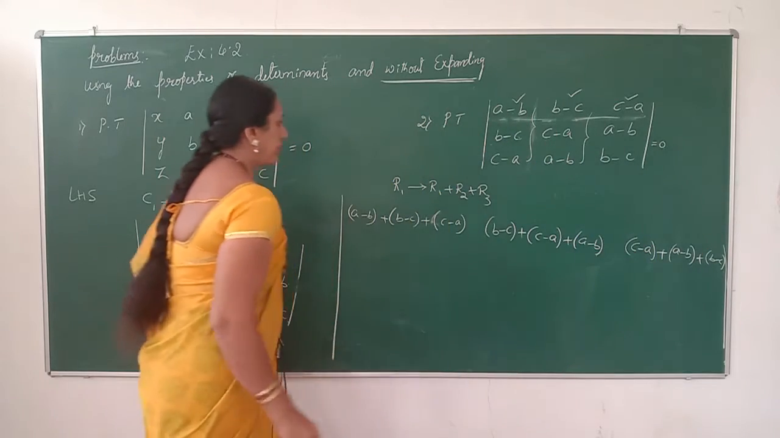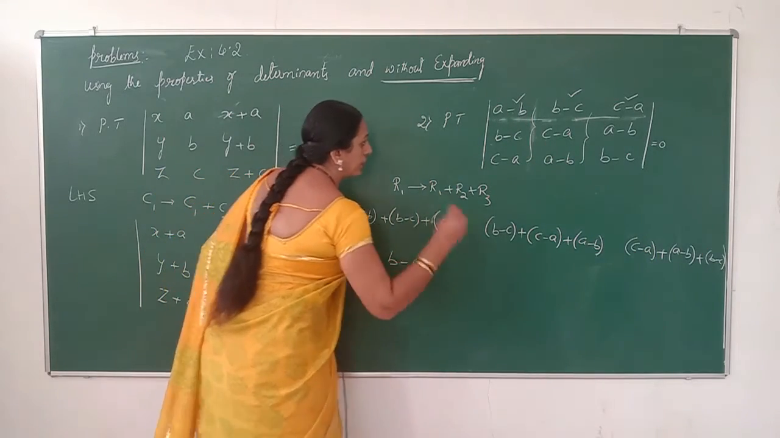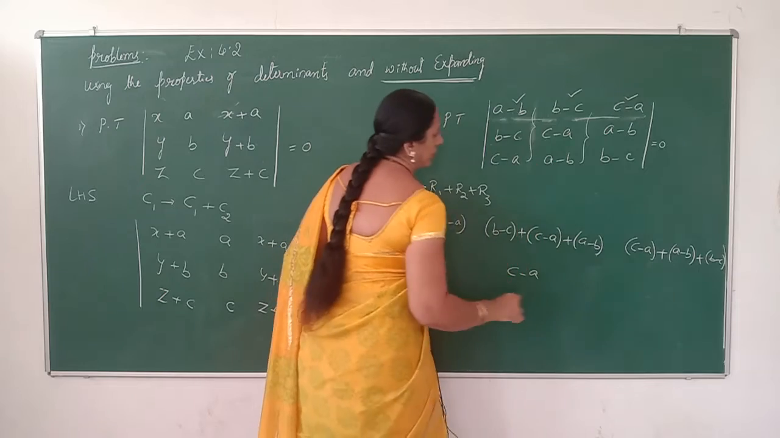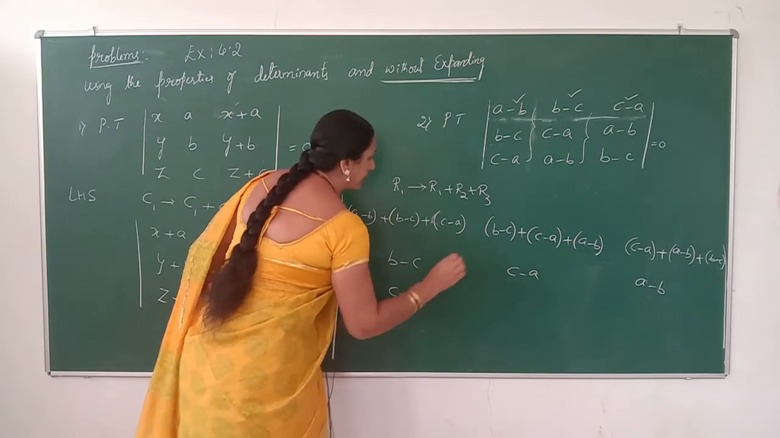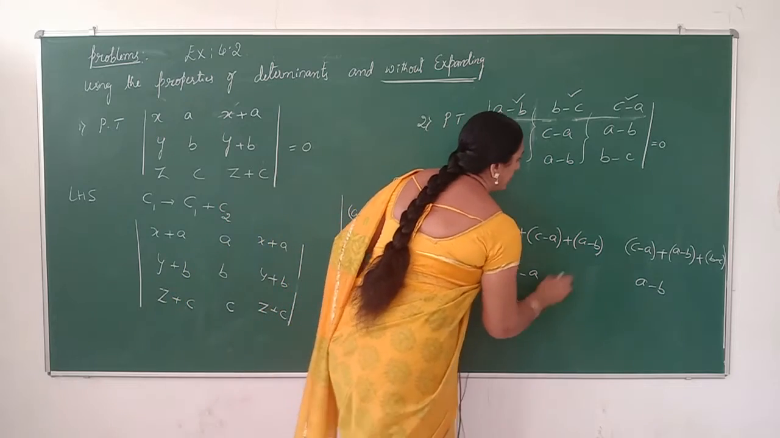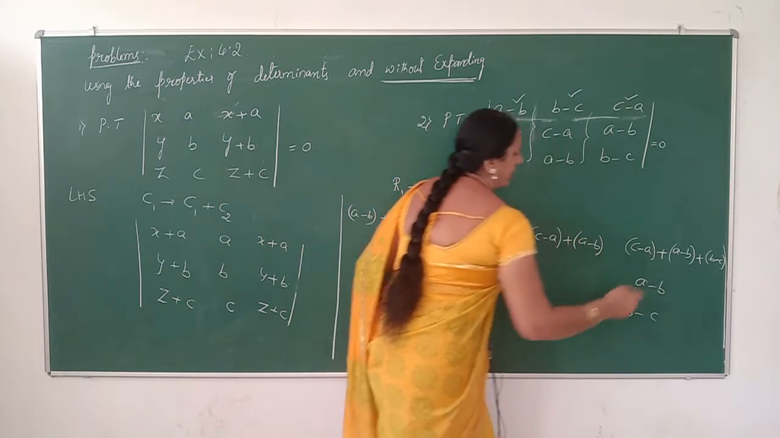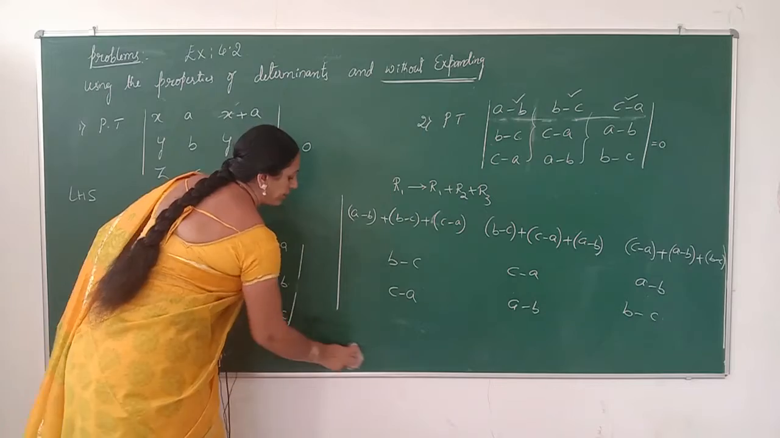Then the remaining elements of the second and third rows do not change. They will continue in the same form. So after that we'll simplify.